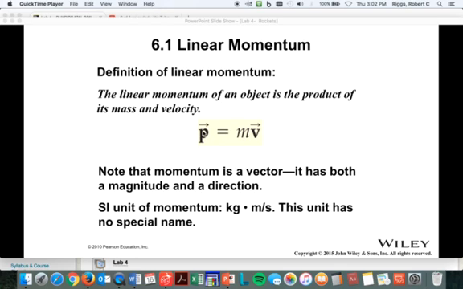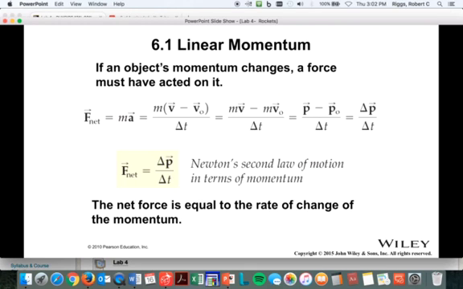So momentum is equal to mass times velocity. Here's the deal with momentum. When we change the speed, there's a net force on something. It changes its speed over time, and that's the change in momentum over time. So here is Newton's second law in terms of momentum: the net force is equal to the rate of change of the momentum. They're linked to one another.